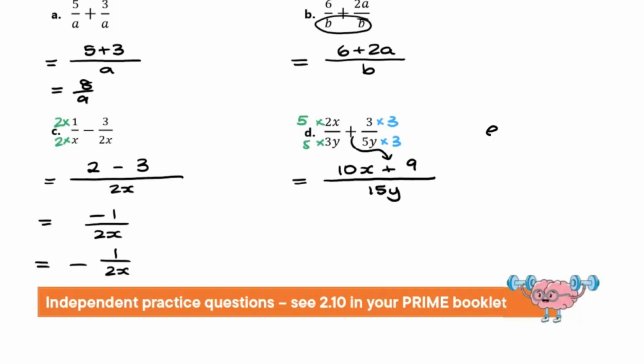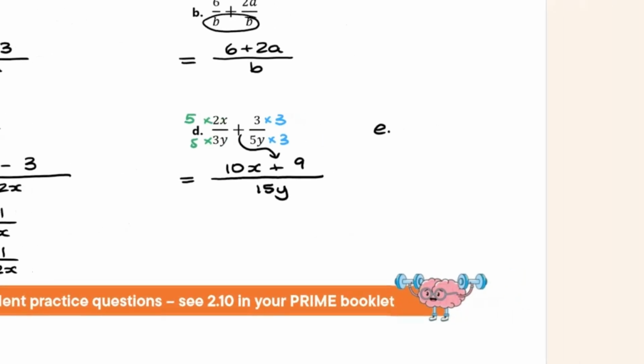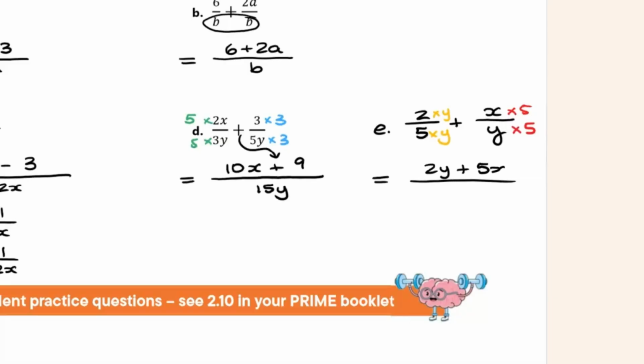Now, if I gave you a bonus question here, and I said you had 2 over 5 plus x over y. How could you write a common denominator here? Well, you might have noticed, common denominator, we could have multiplied the first fraction times y, and the second fraction times 5 times 5. So that would give us 2y plus 5x all over 5y.